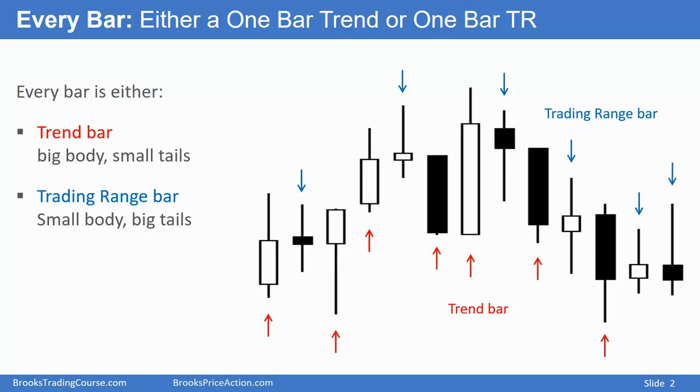So every bar is either mostly a trend bar, in which the market is going from one end to the other, or a trading range bar, in which it goes both ways. And some bars are in between, and you can call them a trend bar. In certain circumstances, you can call them a trading range bar. But in general, I prefer to think of bars as either trend bars or trading range bars, just like I prefer to look at any chart as either in a trend or in a trading range.